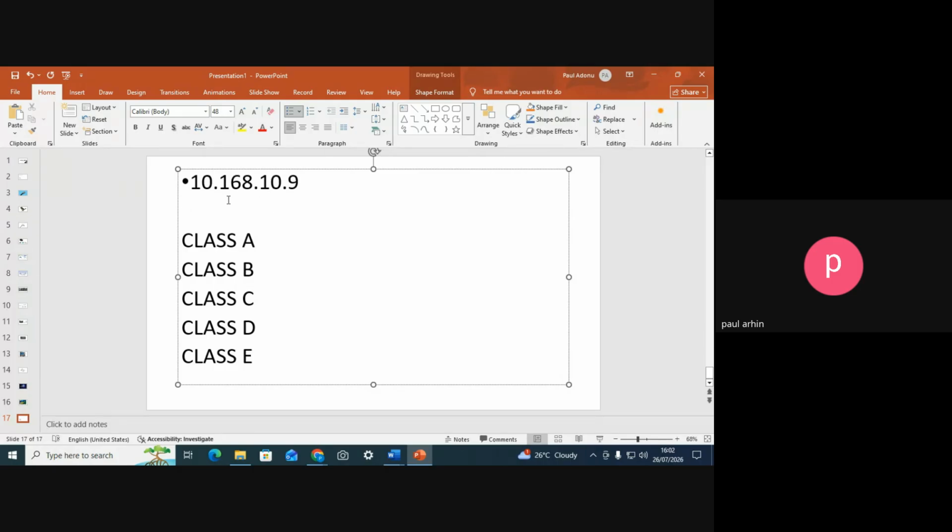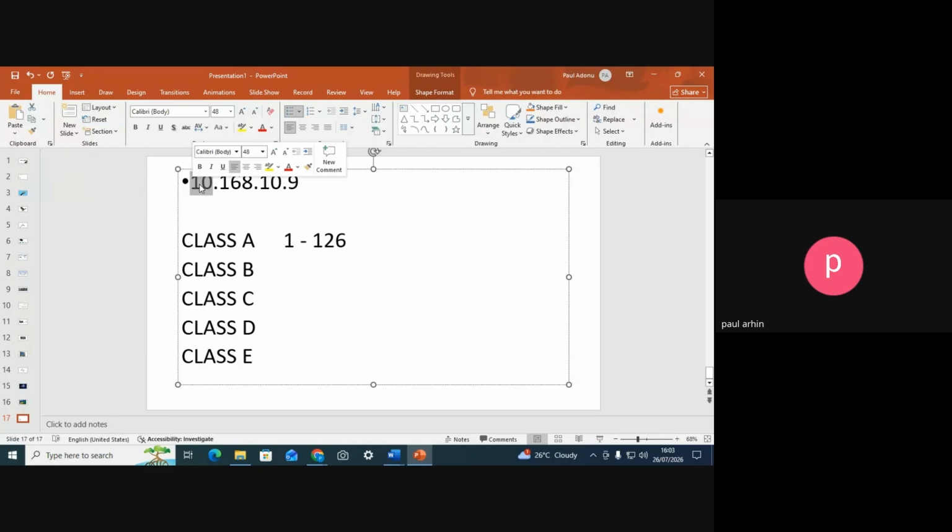Now, it means that the first octet here must be in a particular range. The range of from 1 to 126. So any IP address which you see, and the first octet is within the range of from 1 to 126, you can boldly say it is a class A IP address.